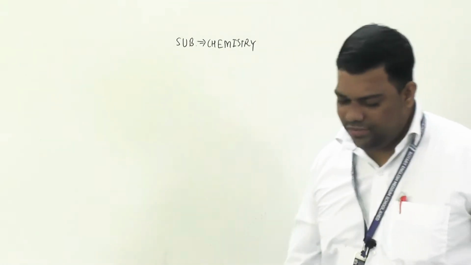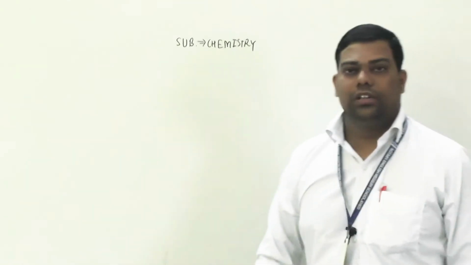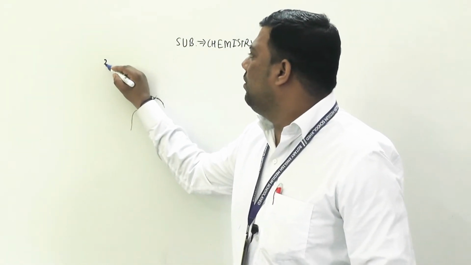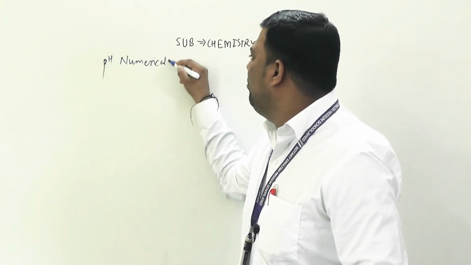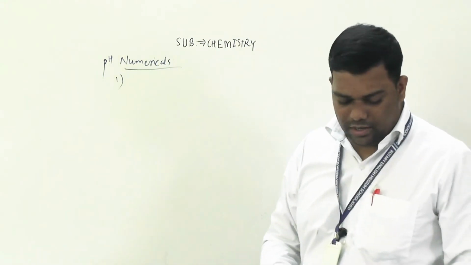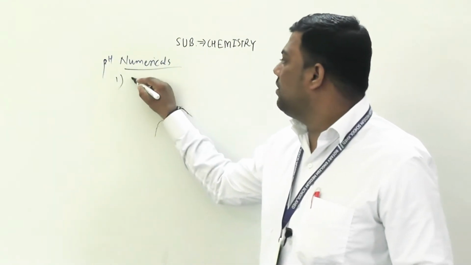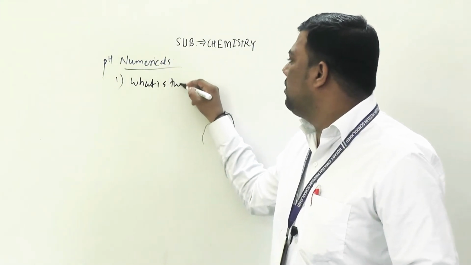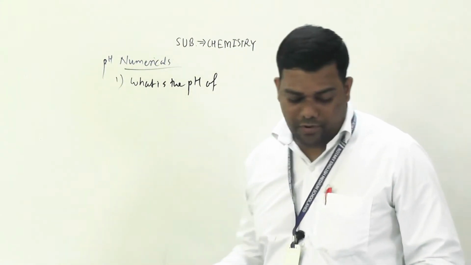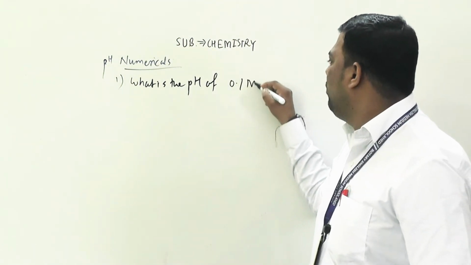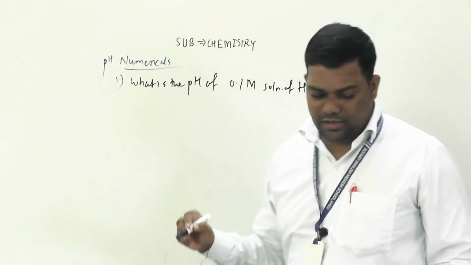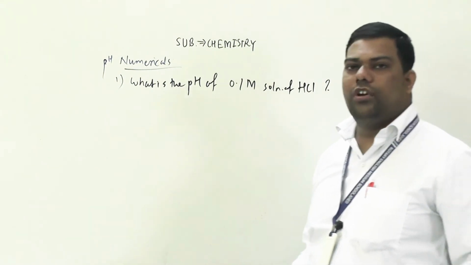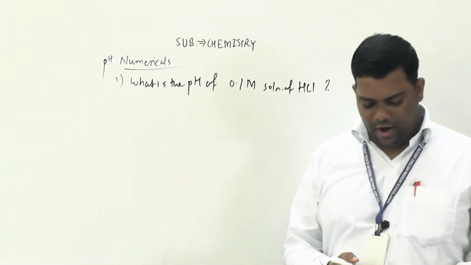Ready with this? So we will discuss pH numericals. First, what is the pH of 0.1 molar solution of HCl? This is our first numerical. So how do we have to solve this?